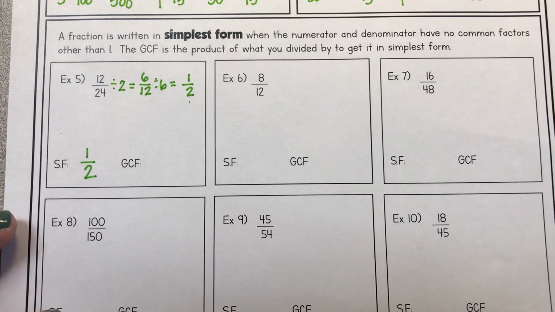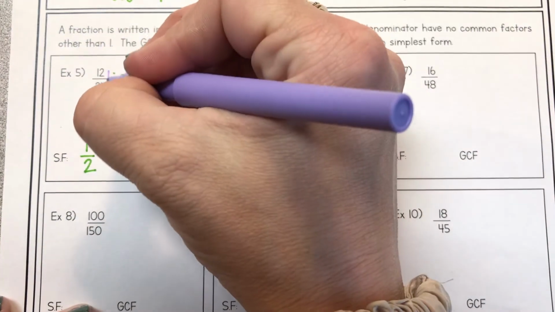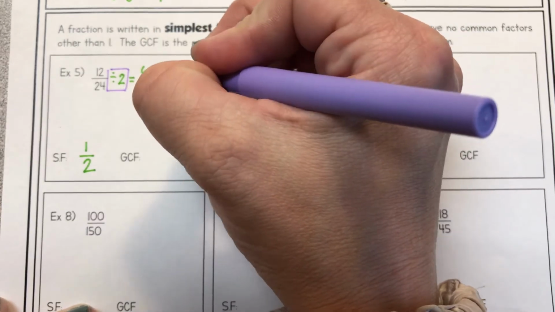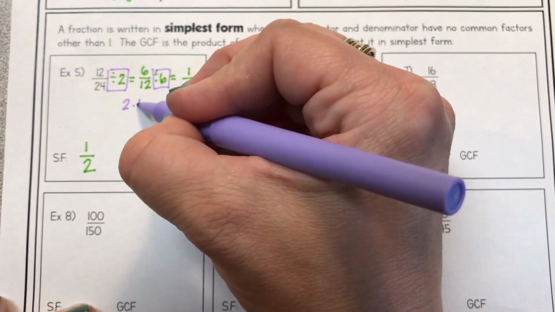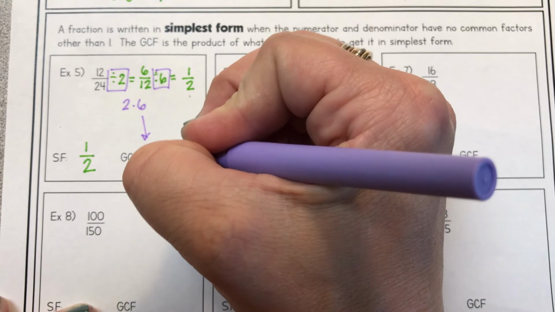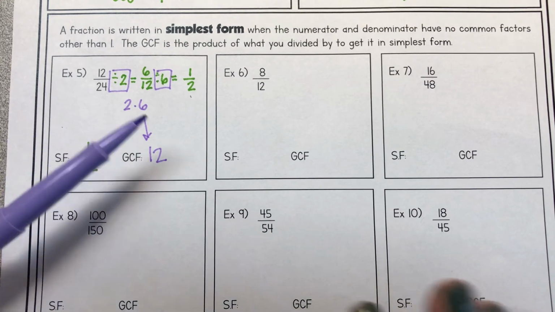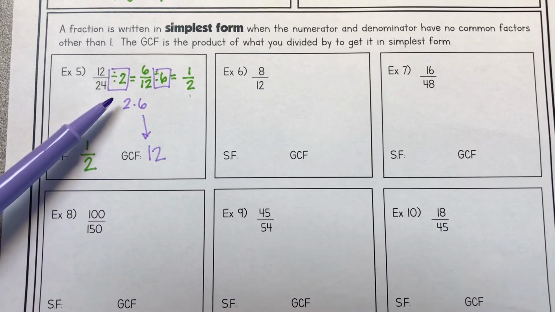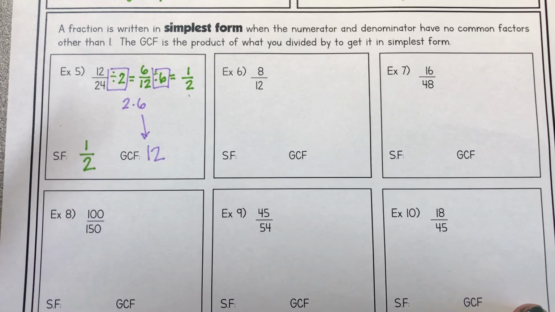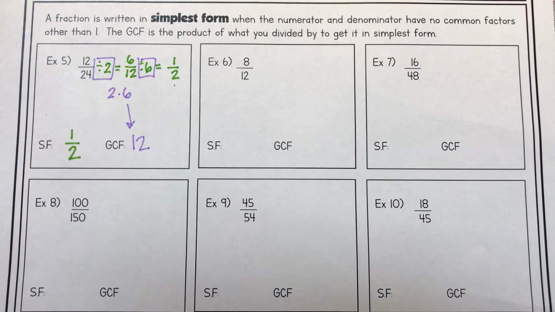But now I need to look at, well, what did I divide by? I divided by 2, and I divided by 6. 2 times 6 is 12. That is my GCF. Okay, I could have divided by 12 right at the beginning, right? And then I would have said 12 divided by 12 is 1, 24 divided by 12 is 2, and that would have been my final answer. So you get the same thing, but sometimes it just ends up being in multiple steps.